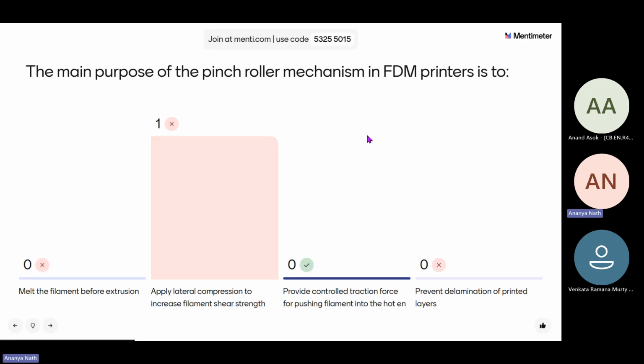So the main purpose of the friction roller mechanism in FDM is to provide controlled traction force for pushing filament into the hot liquefier. Apply lateral compression to increase filament shear strength. Okay, debatable. It's for pushing the filament towards the liquefier. Then to apply the compression, it's not actually applying the compression force, it's actually pushing the filament down. So I think the third option is the better.